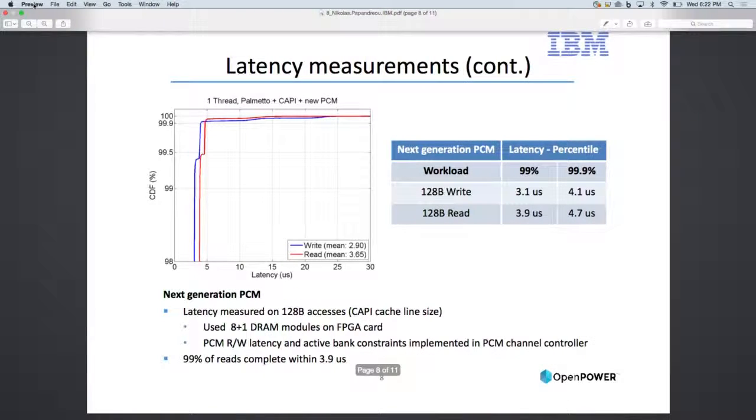If we move to the next generation PCM chip scenario, which we have emulated with special hardware, and we assume a fast DDR3-like interface, here we get even better measurements for the latency with mean values of 2.9 and 3.6 microseconds for write and read respectively. And again, I want to mention the very small variance of the measurements, and 99% of the reads complete within 3.9 microseconds in this case.